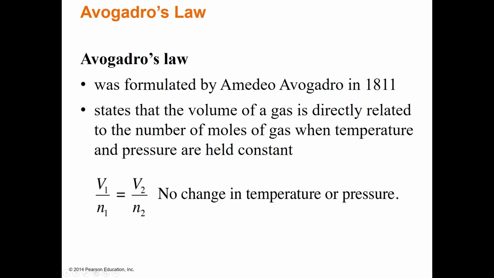Avogadro's law was formulated by Amedeo Avogadro in 1811. It states that the volume of a gas is directly related to the number of moles of gas when temperature and pressure are held constant. So the relationship looks very much like the volume-temperature and pressure-temperature formulas we've been looking at. The volume of a gas is directly related to the number of moles of the gas. If the number of moles is doubled, the volume must double at constant temperature and pressure.